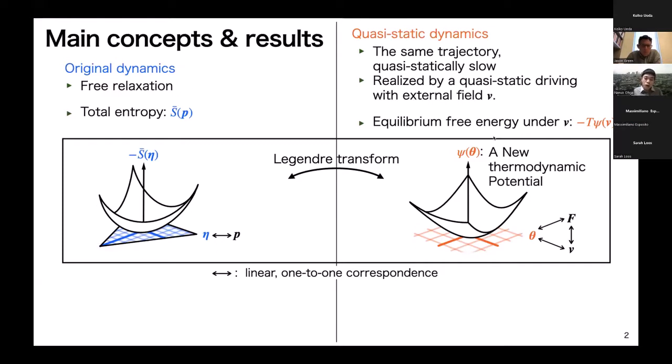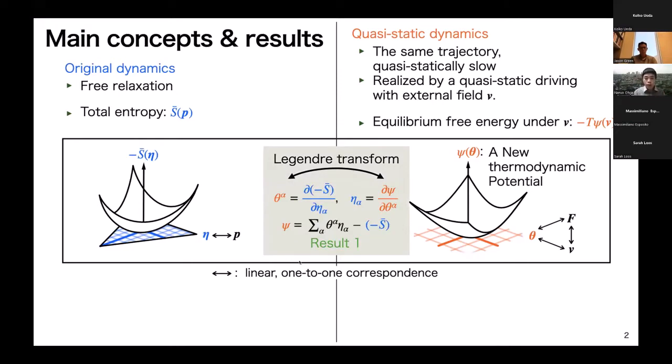To state the precise form of the Legendre transform we construct, we need some more treatment. In the left description, we basically use P as the coordinate. However, we actually use instead a special coordinate system eta, which has a linear and one-to-one relation with P. Similarly, in the right new description, we use a coordinate system theta, which has a linear and one-to-one relation with the external field V, and also such a relation with the thermodynamic forces. So with all this setup, we obtain this Legendre transform as our first main result.